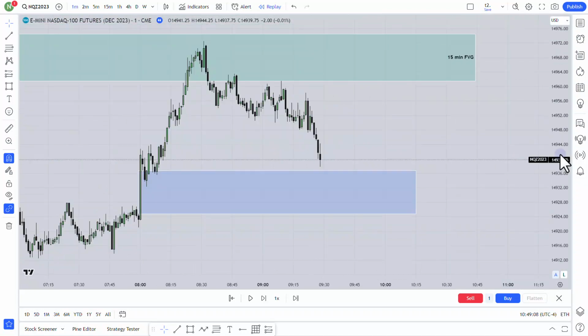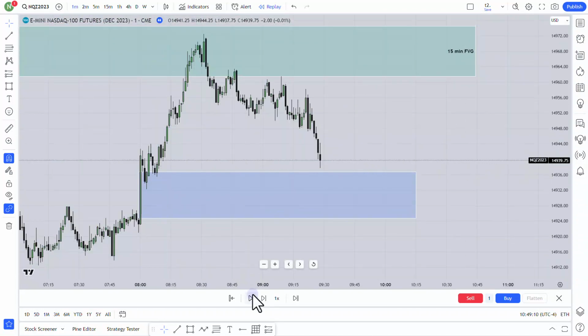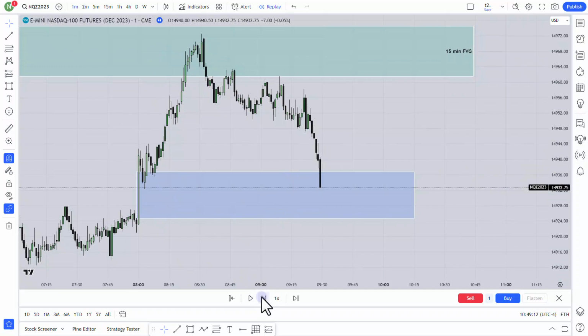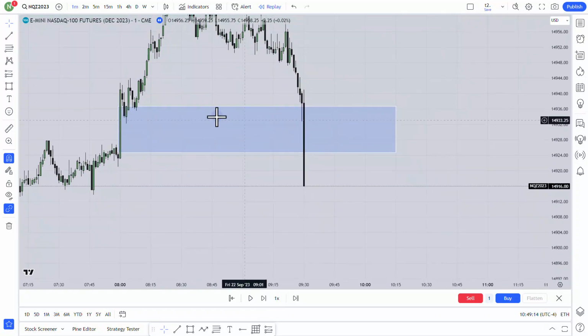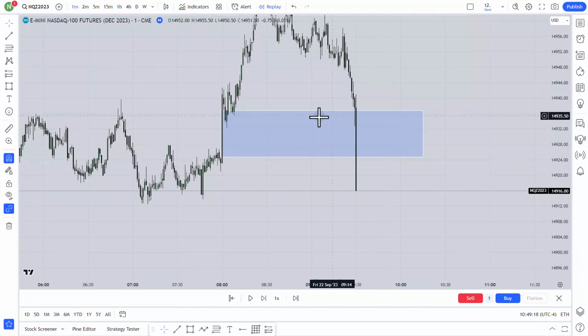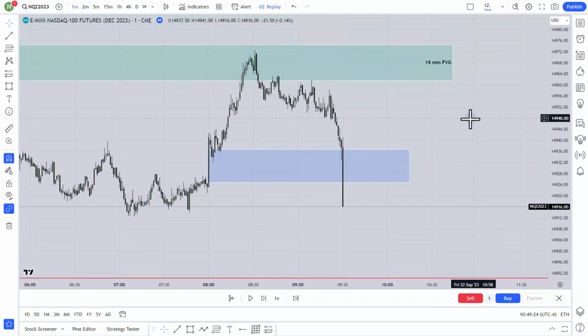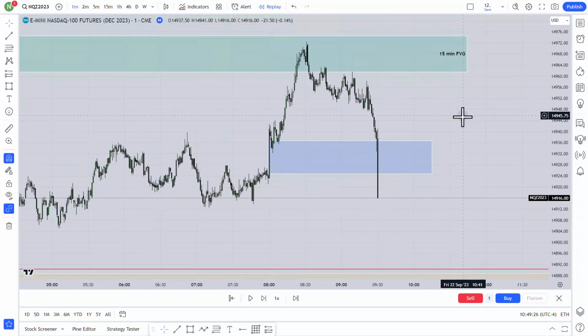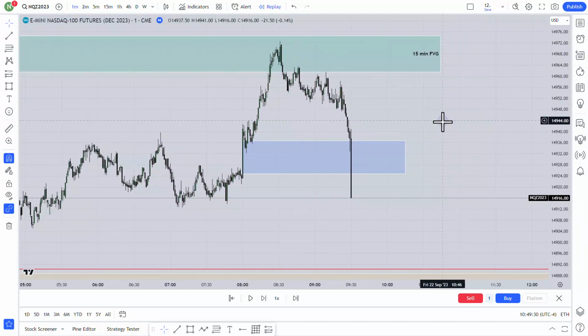Okay. So when 9:30 market opened, it went below this 8 a.m. fair value gap. Now, this fair value gap is marked as a high probability fair value gap. Why? Let me go step by step. I know it's gonna be a little longer video, but it's for your understanding, guys. I have no idea how to make it shorter.